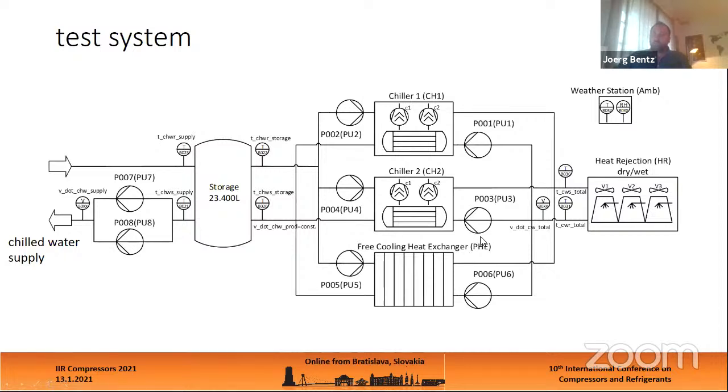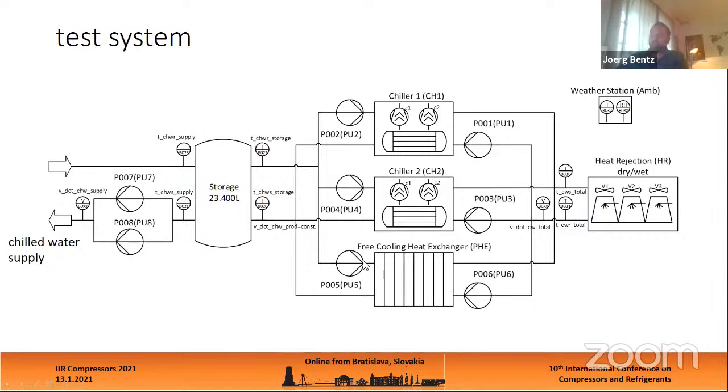So the test system looks as follows. We have a small chilled water supply system with 2 chillers, and each chiller has variable speed compressors with roughly 1.5 megawatts each. And we have a huge heat rejection plant, which can be operated dry and wet. We also have 3 big fans in this heat rejection plant. All pumps are also variable speed drives. And then we have a storage.